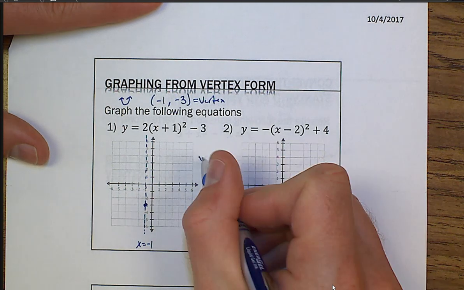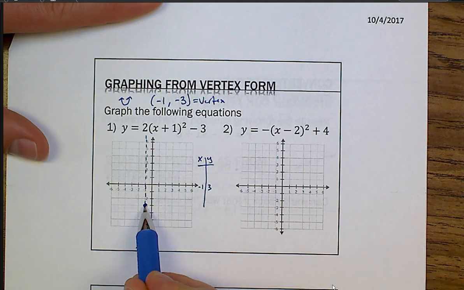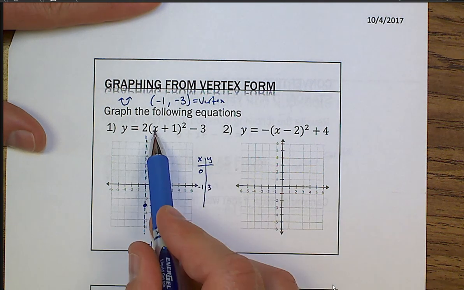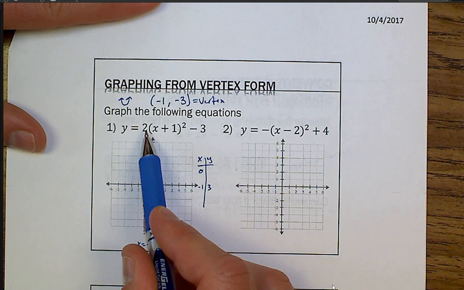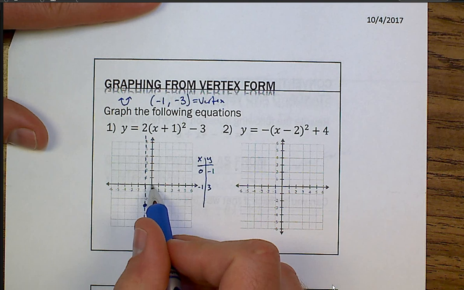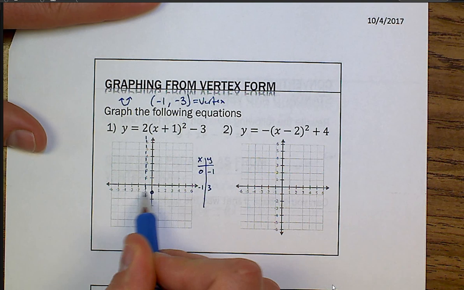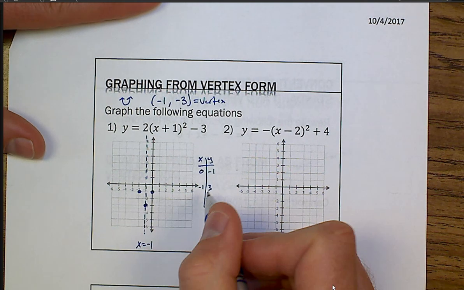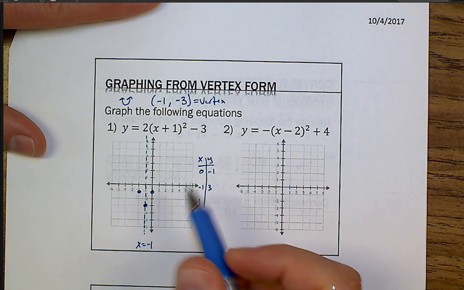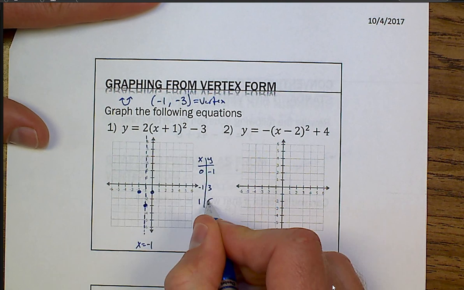So if I make my t-chart here, if my vertex is (-1, -3), I want to pick points to the right and to the left of my vertex. So I would pick a 0 here. If I plug in a 0, 0 plus 1 is 1, squared is 1, times 2 is 2, 2 minus 3 is -1. So I get (0, -1), which would be right here. And then because, remember, parabolas are symmetric, if I'm 1 unit to the right here, then it's 1 unit to the left there. I may pick a point like a positive 1, which would be 2 units to the right of my vertex. So 1 plus 1 is 2, 2 squared is 4, 4 times 2 is 8, 8 minus 3 is 5, so at 1, I'm up at 5.